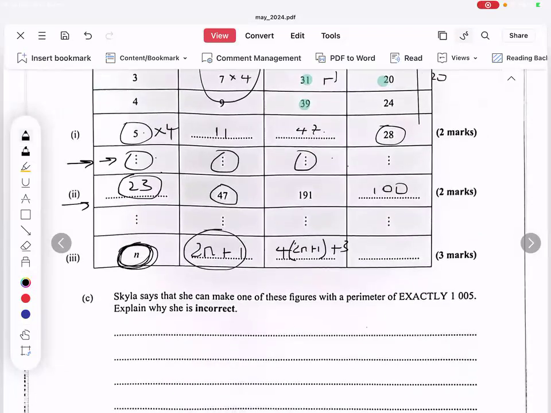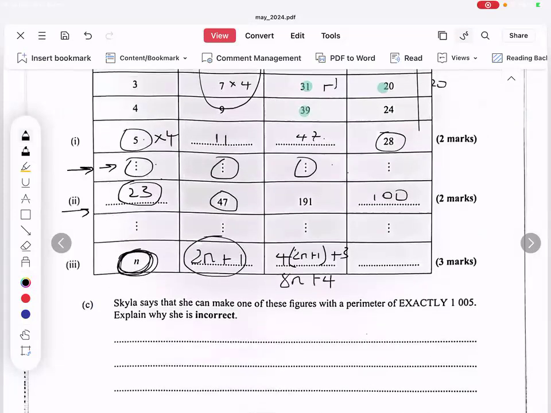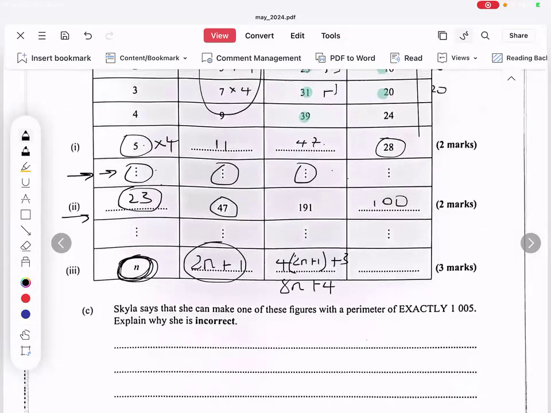8n plus 4. Because 4 times 2n is 8n and 4 times 1 is 4, plus 3. So the answer becomes 8n plus 7.